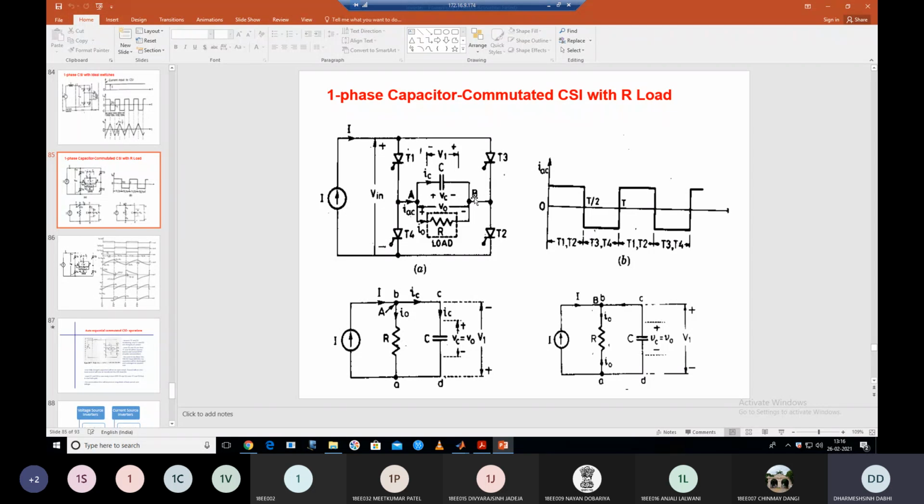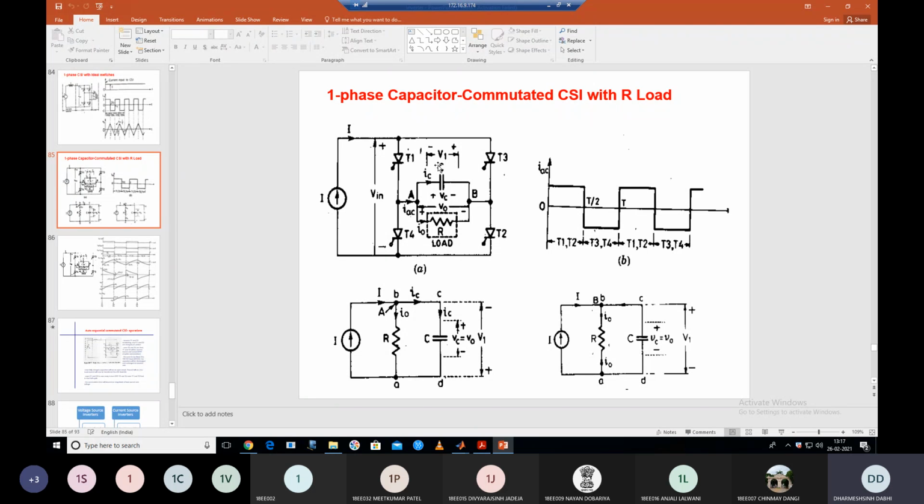and capacitor current. As we already studied in the theory, this capacitor's function is to commutate the thyristors T1, T2 and T3, T4. So let's again repeat the theory, then after I go for the simulation. We see that T1 and T2, both thyristors, are fired first. You can see in the diagram waveform here. And in the same way, after half time T3 and T4 will start conducting.